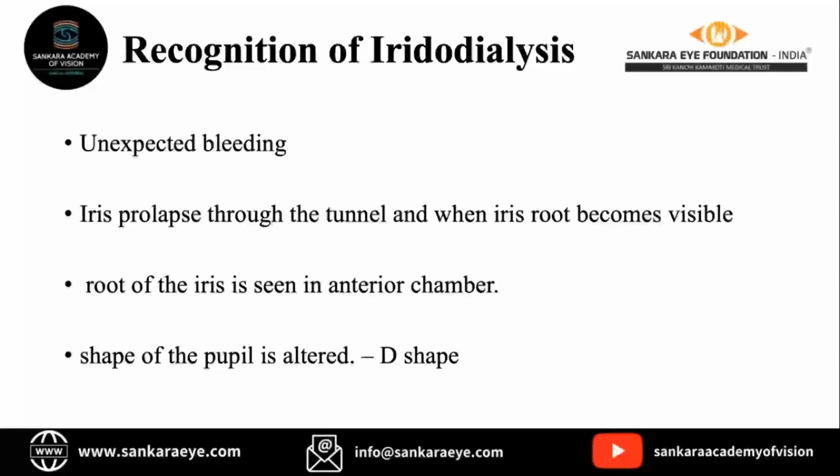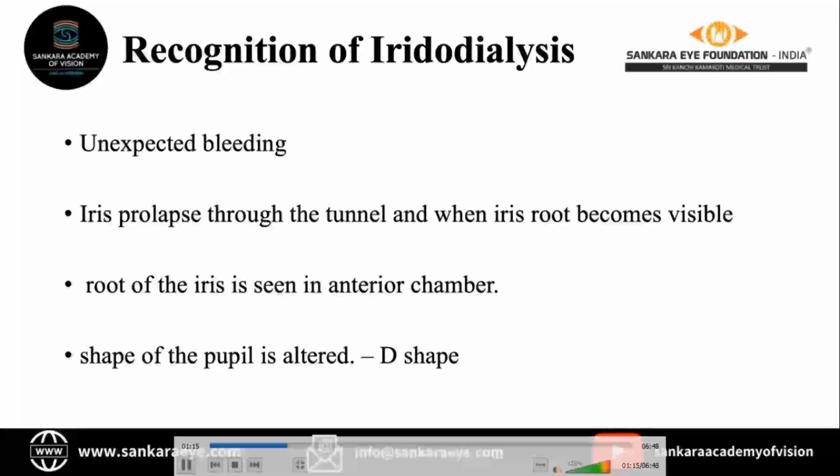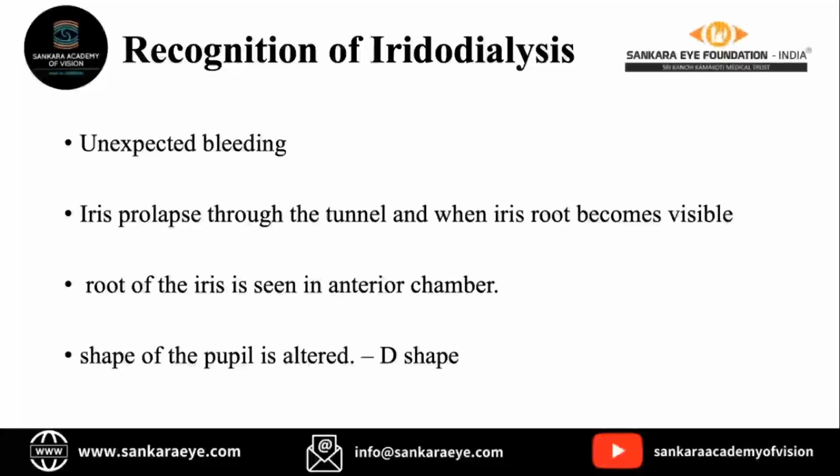Recognition of iridodialysis is very important because if you recognize it early, you might reduce the further damage. If there is unexpected bleeding into the antechamber, especially after nucleus delivery, there might be an iris injury or iridodialysis. And if you have iris prolapse, you can see the root of the iris in the tunnel. Sometimes you can see the root of the iris in the antechamber. The pupil size may alter. It looks like a D shape. These are all the ways to recognize the iridodialysis.